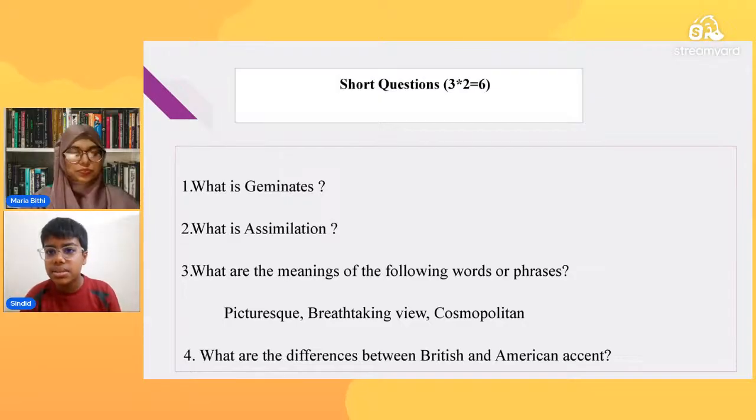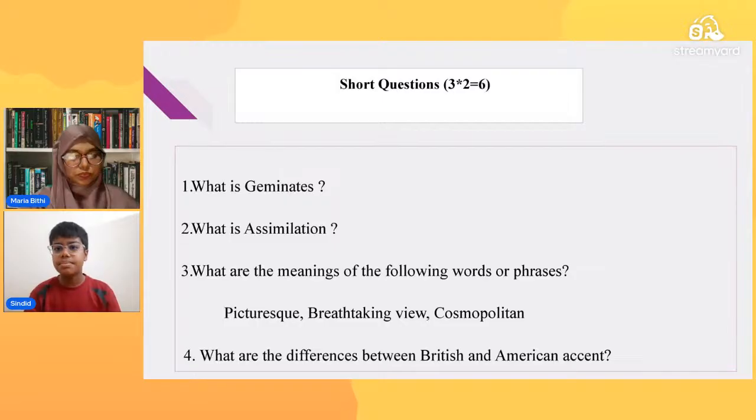Miss, can I only choose 3 or 2? You can choose either 2 or 3. I mean, all together, you just need to choose 3 questions. We have 4 questions here, and you can choose any 3.